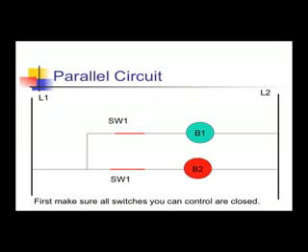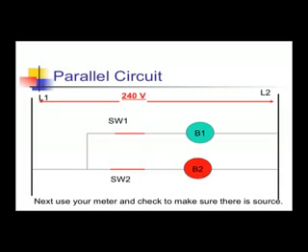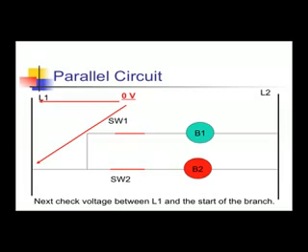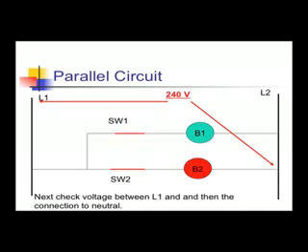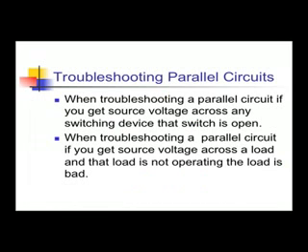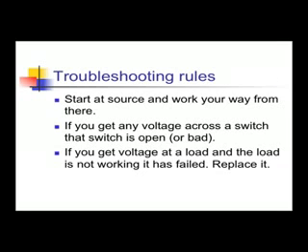Troubleshooting a parallel circuit is the same basic procedure as a series circuit. Start at the source. Make sure all switches you can control are closed. Take voltage across the source, 240. Then continue through, taking voltage across each switch and each load, because each load should be getting 240. Each switch should have 0 across it. If you have a load that's not working but has source voltage, it's a bad load. If you have voltage across any switch that you think is closed, that switch is actually open. Might be a bad switch, might be a safety device.